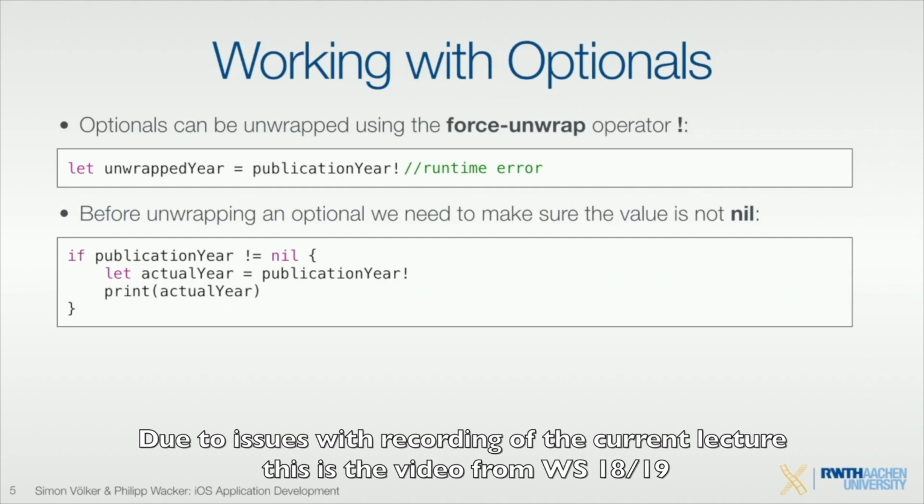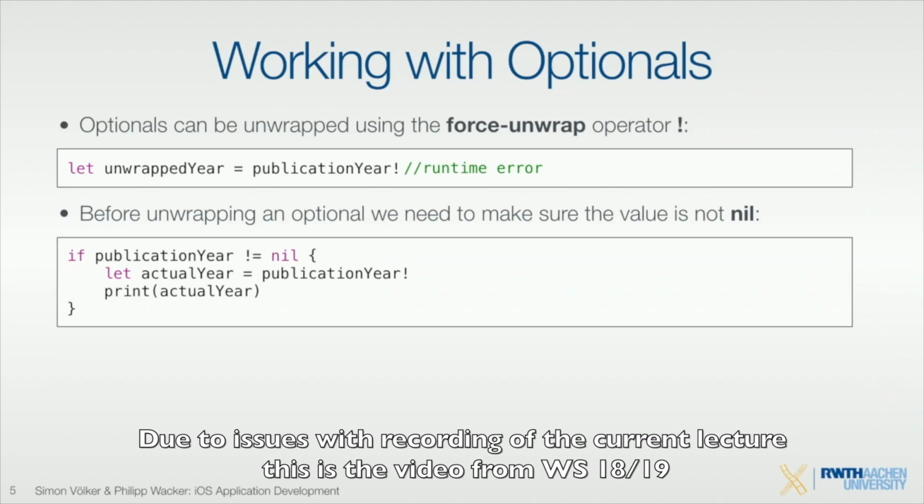Basically, you can ask the variable, are you nil or not? And if not, I can assign you to a constant. For example, saying, if publicationYear is unequal to nil, then create an actualYearPublication by force unwrapping this. Because now the system knows, okay, I'm in that if condition, which can only be true if the value is not nil, so I can use this, and there will be no error around this.